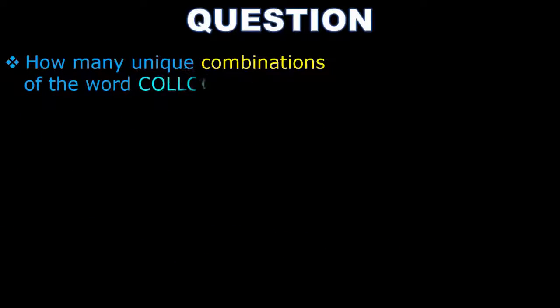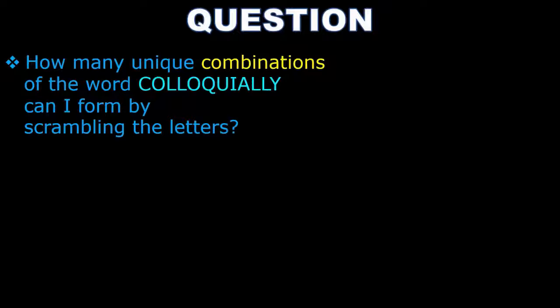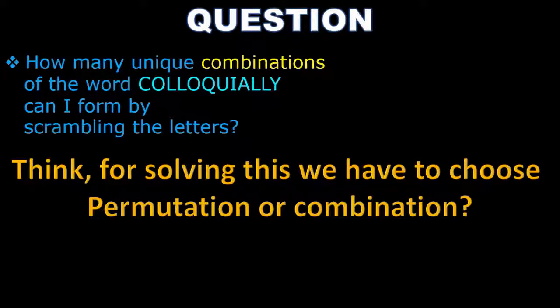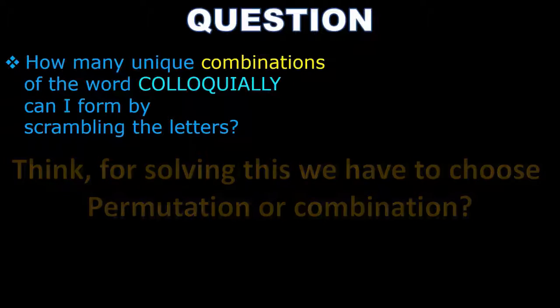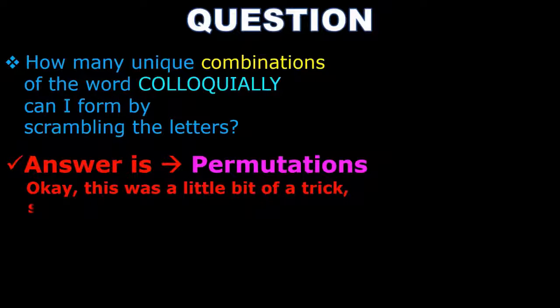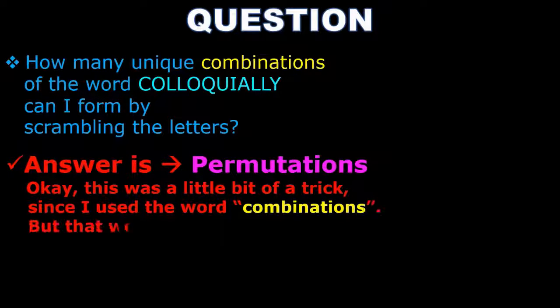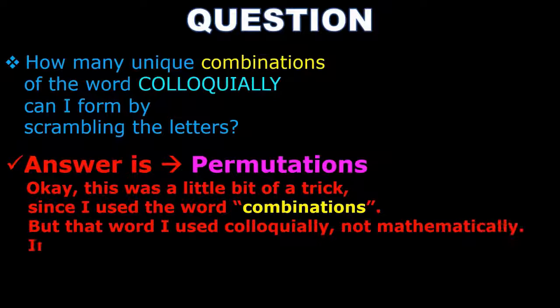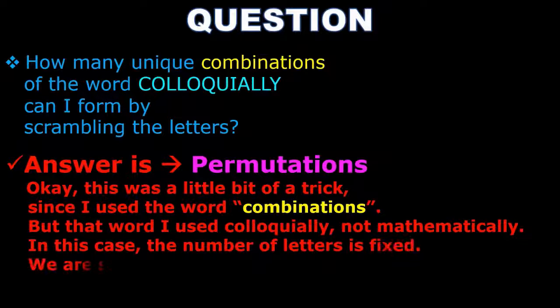How many unique combinations of the word colloquially can I form by scrambling the letters? Think, for solving this, we have to choose permutation or combination. Answer is permutations. Okay, this was a little bit of a trick since I used the word combinations, but that word I used colloquially, not mathematically. In this case, the number of letters is fixed. We are simply rearranging them.